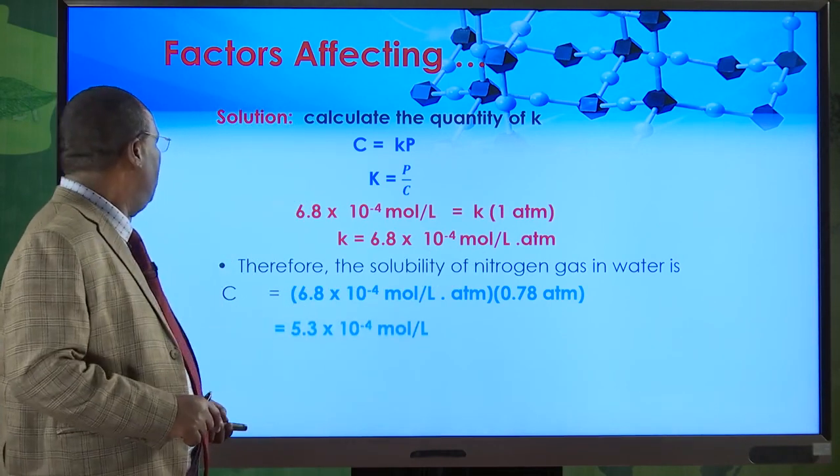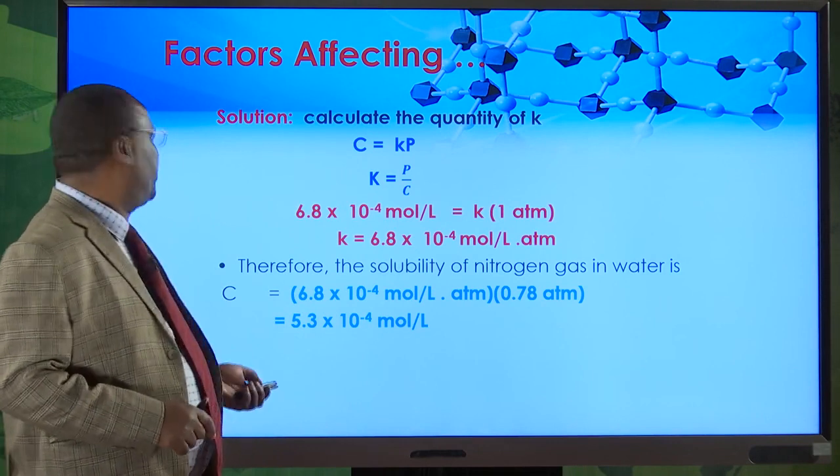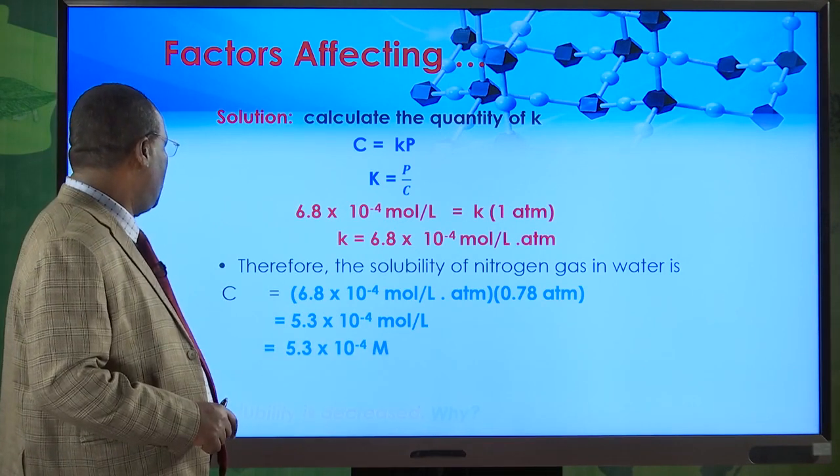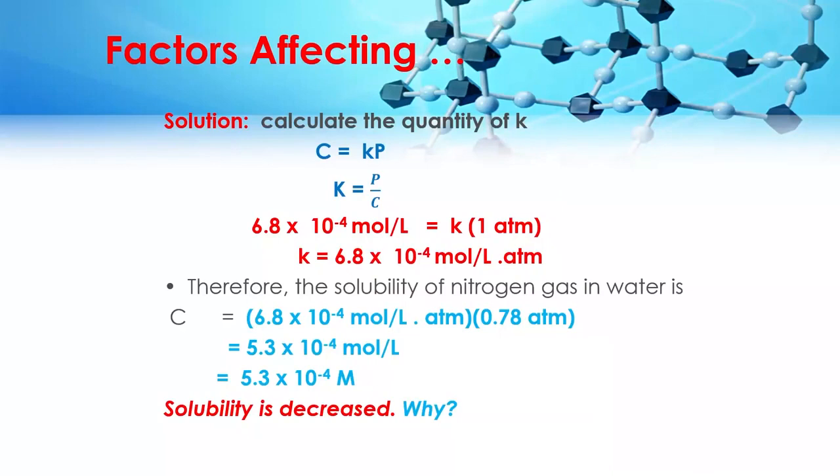What will happen if pressure is increased to 1 atmosphere? Is the solubility of the gas decreased or increased? Why? Solubility is increased in this case. The solubility of nitrogen gas is 6.8 times 10⁻⁴ mole per liter at 1 atmosphere.